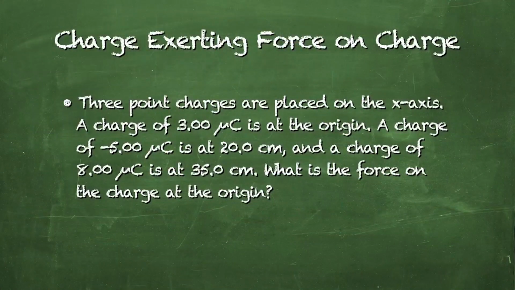Three point charges are placed on the x-axis. A charge of 3 microcoulombs, that's 3 times 10 to the minus 6 coulombs, is at the origin. A charge of -5 microcoulombs is at 20 centimeters, and a charge of 8 microcoulombs is at 35 centimeters. What is the force on the charge at the origin?